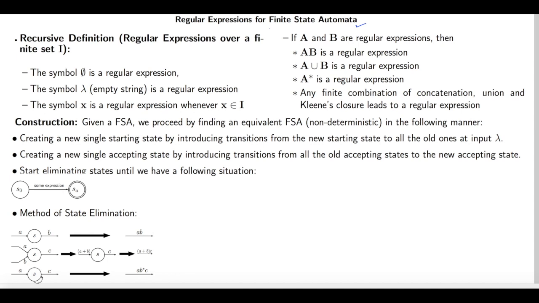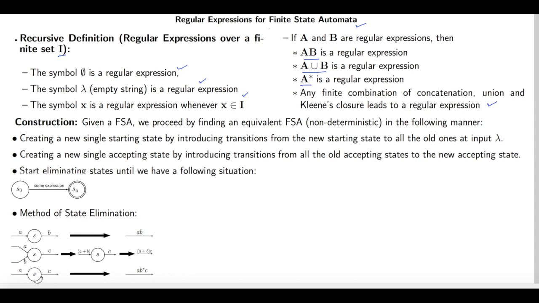Regular expressions are defined recursively over any finite set, which is I. The null set is a regular expression. The empty string lambda is also a regular expression. And the symbol x is a regular expression whenever x belongs to our input set. And then we have this recursive part here. If a and b are regular expressions, then the concatenation of a and b, the union of a and b, and the Kleene closure of a and Kleene closure of b, of course, are regular expressions. And any finite combinations of concatenation, union, and Kleene closure is also a regular expression.